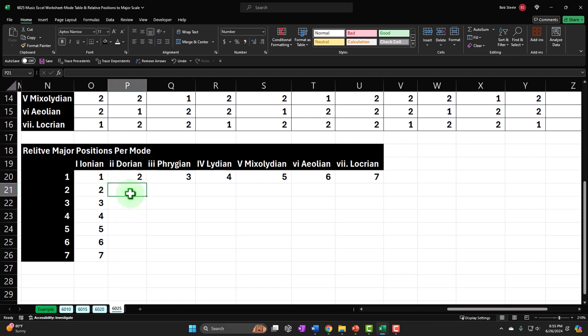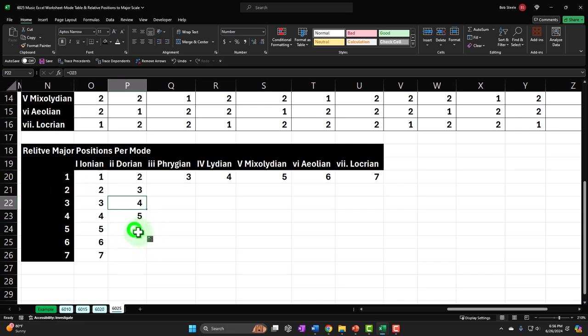So what I want to do now is, if that's the 2, I can copy this down and say, okay, well then that's going to be the 3, that's going to be the 4, that's going to be the 5. So in other words, the 2 of the Dorian is going to be equivalent to the 3 of the major. And that means the 3 of the Dorian is going to be equivalent to the 4 of the major. And it's just staggered, right?